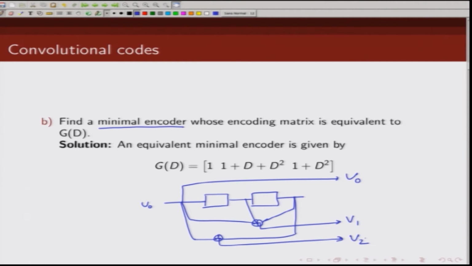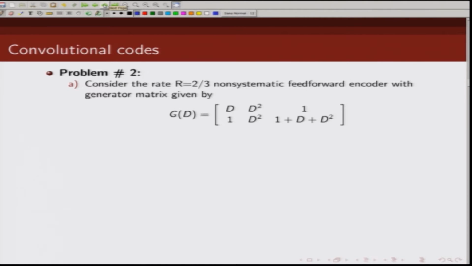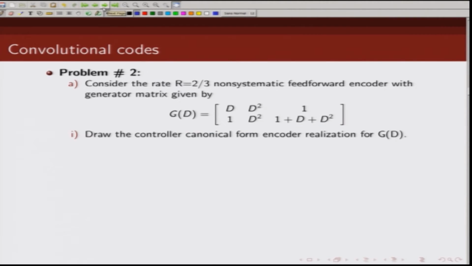Okay. So, this is the minimal encoder for the same generator matrix given in the previous example. Consider a rate 2/3 non-systematic feed forward encoder. This is a generator matrix for a non-systematic code, rate 2/3, and it is a feed forward encoder. There are no feedback polynomials here. The first question is, draw the controller canonical form realization for this generator matrix.